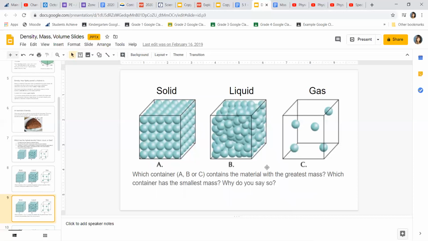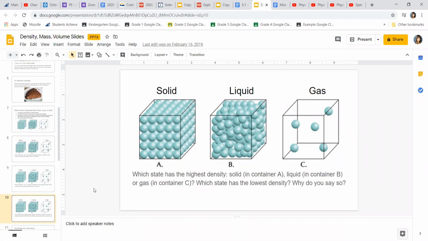And then moving on to the next one, looking at mass here. Looking at these three containers, we see that even though they're the exact same size and exact same shape, the solid still has a greater mass compared to, let's say, the gas. The gas would have the smallest mass, with fewer particles in there. So the particles play a big role in density and mass.